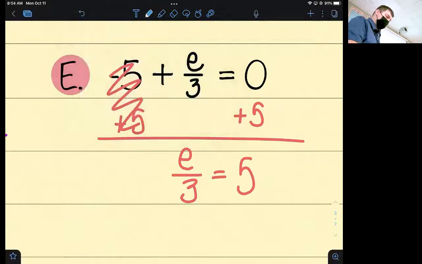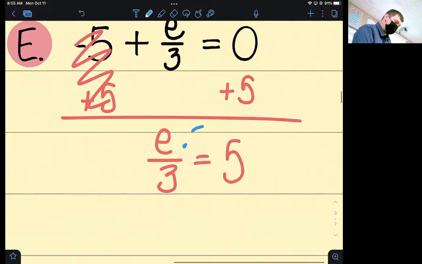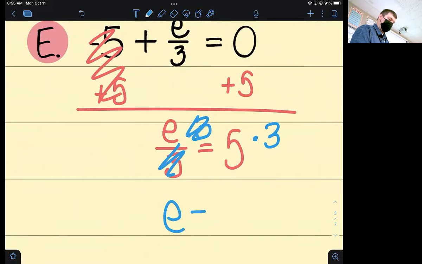Step 2. Rayleigh, how do I get rid of the 3? Think, what is it doing and what's the opposite of it? That's right. So as soon as I put times by 3, those are going to cancel out. And what I do to one side, I do to the other side. So e is going to be equal to 5 times 3, which is 15.